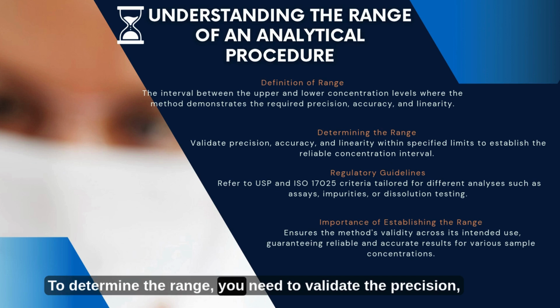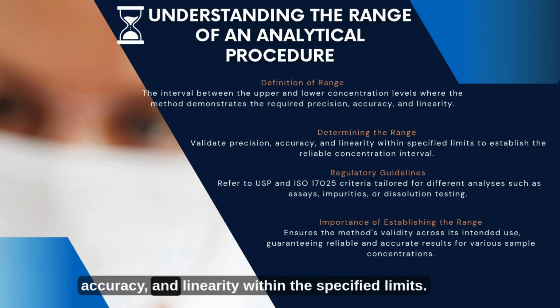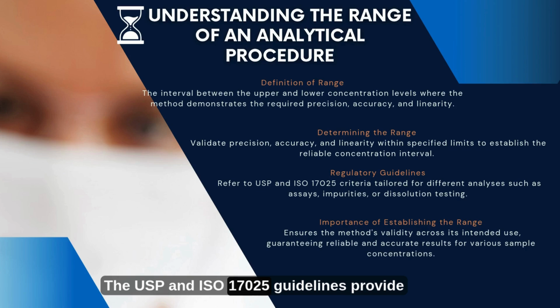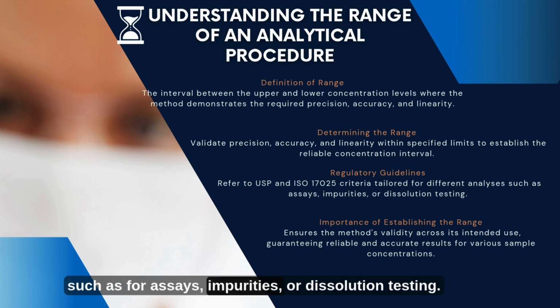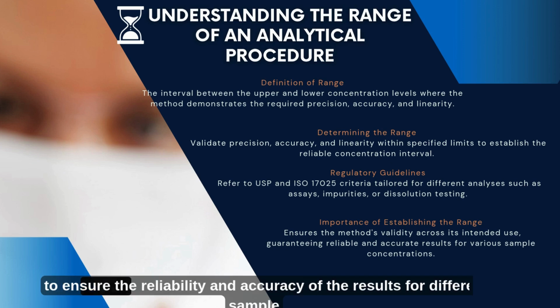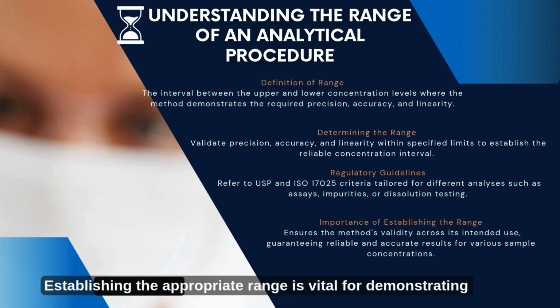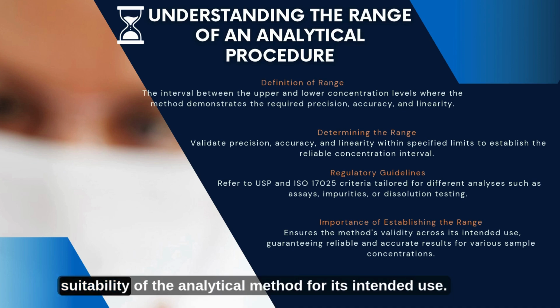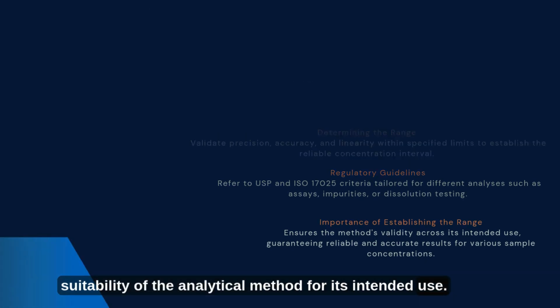To determine the range, you need to validate the precision, accuracy, and linearity within the specified limits. The USP and ISO 17025 guidelines provide specific criteria for establishing the range, depending on the type of analysis, such as for assays, impurities, or dissolution testing. It's crucial to ensure that the method is valid across the entire range where it will be used, to ensure the reliability and accuracy of the results for different sample concentrations. Establishing the appropriate range is vital for demonstrating the suitability of the analytical method for its intended use.